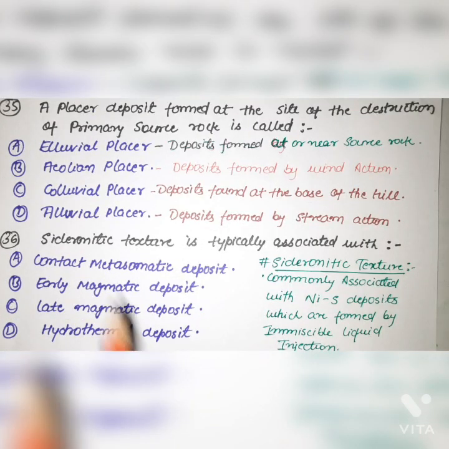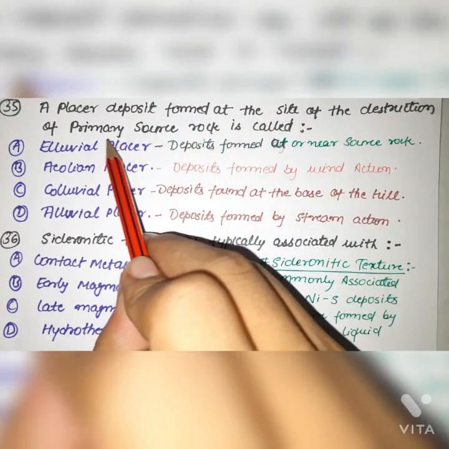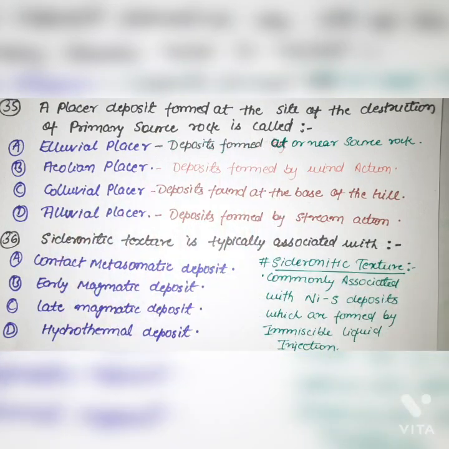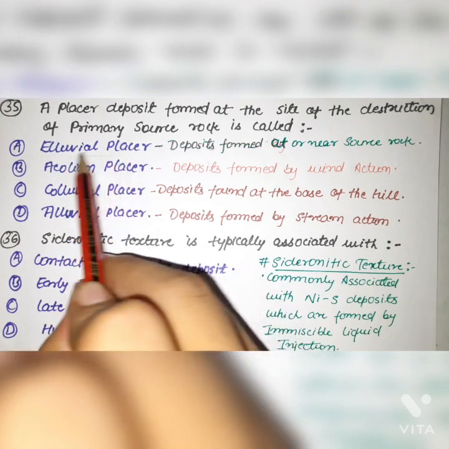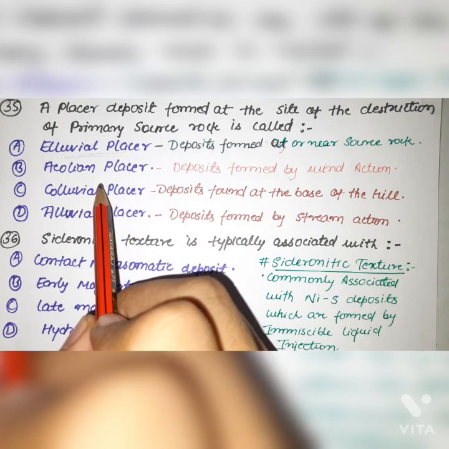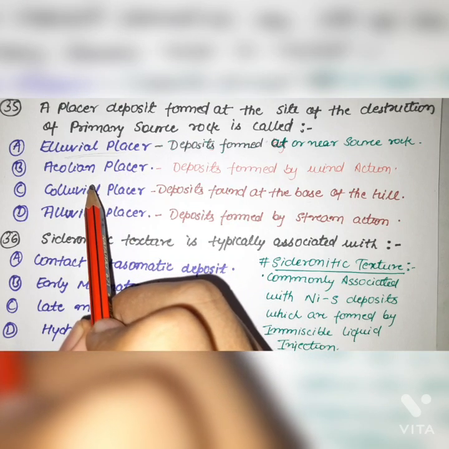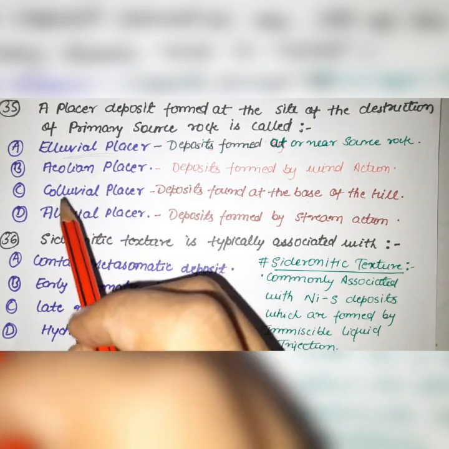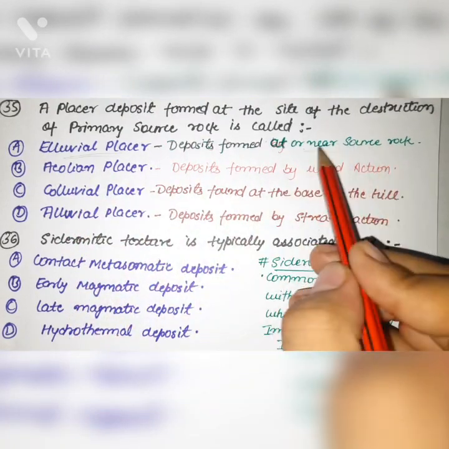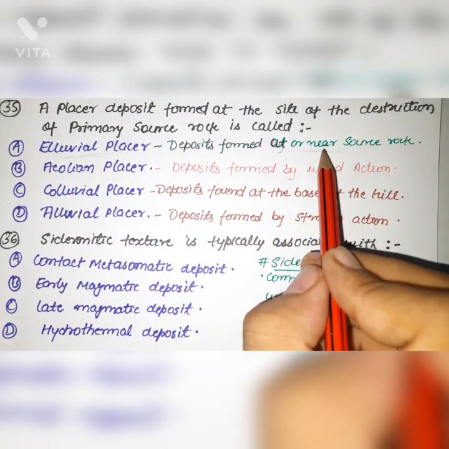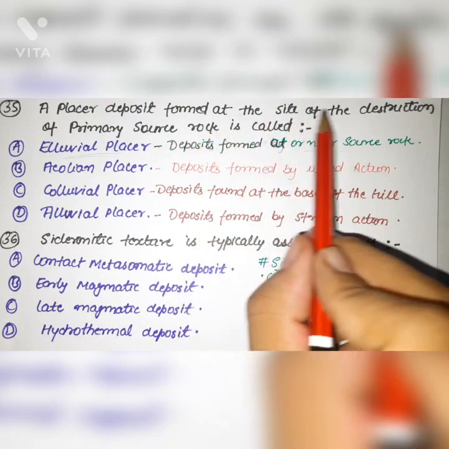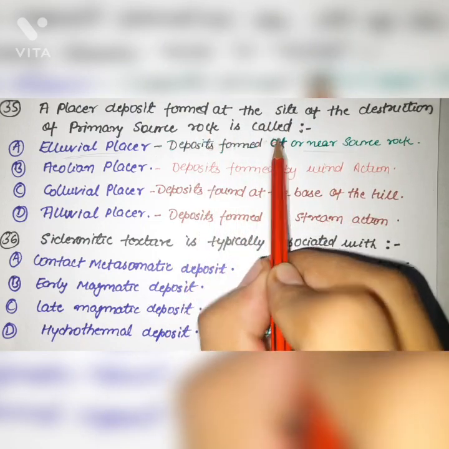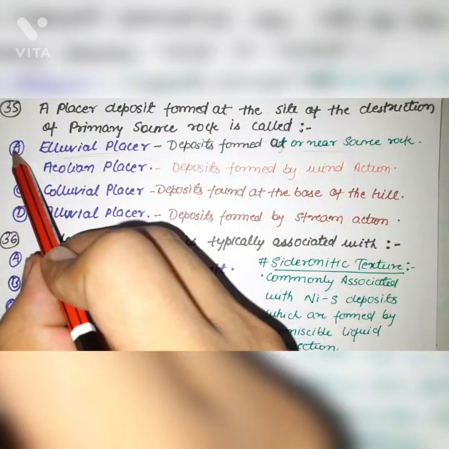Next question is: a placer deposit formed at the site of destruction of primary source rock is called. So what are placer deposits? Placer deposits are those that are placed by some agents. First of all is eluvial placer. These deposits are formed at or near the source rock, basically on the hill slope. These are the deposits that form at the site of destruction of primary source rock. So the correct answer to this question will be eluvial placer.